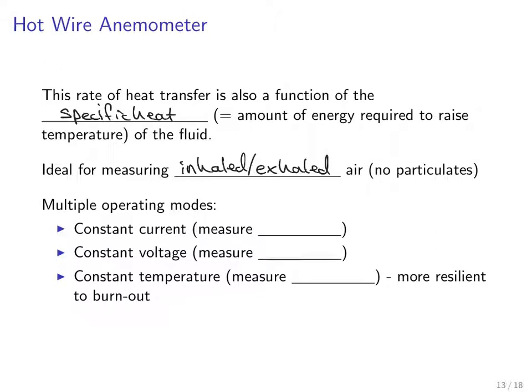There are multiple operating modes for these devices. You can run them. What I illustrated before was setting a constant voltage across the resistor and then measuring current. But conversely, you could have a constant current source and then measure the voltage across the resistance. Or you can try to maintain constant temperature and then measure both the voltage and the current. This would be a more sophisticated setup, but the advantage would be that it would be more resilient to burnout. So in this case, you'd have to have some kind of feedback to adjust the voltage or current source to maintain a constant temperature.